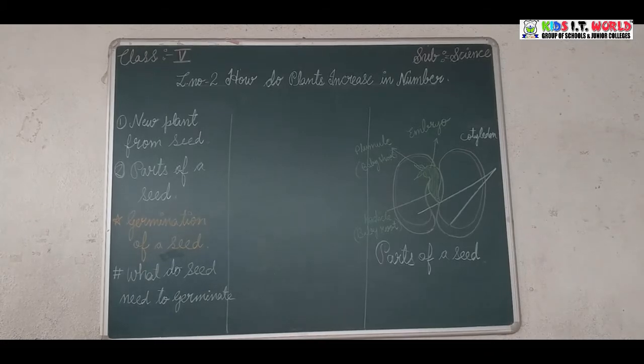Seeds need air to breathe. Water helps the baby plant to break out of the seed, and the warmth is required by the cells of the seed to become active. Thus, air, warmth and water are the three conditions necessary for germination. Seeds do not need sunlight to germinate, they only need warmth. In nature, seeds germinate inside the soil where sunlight does not reach.